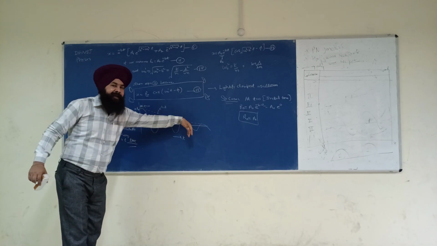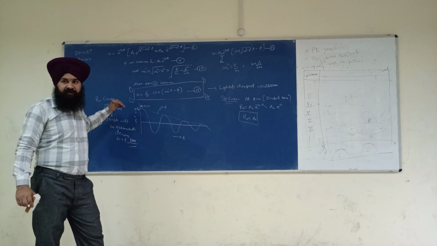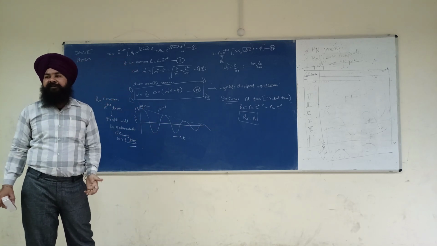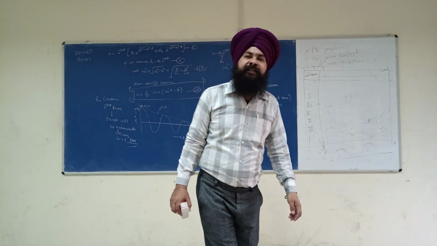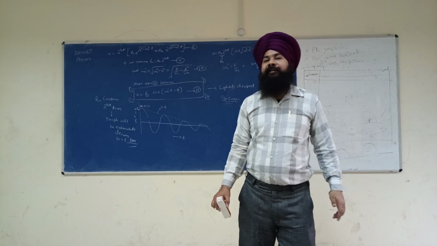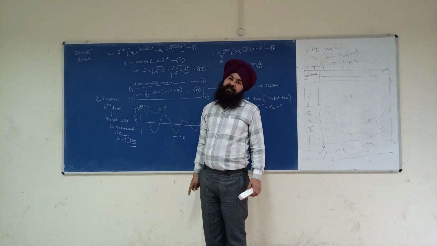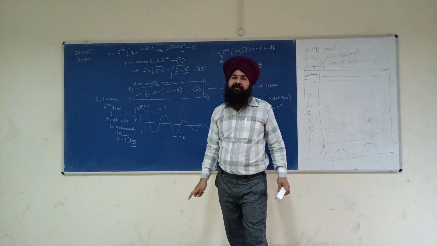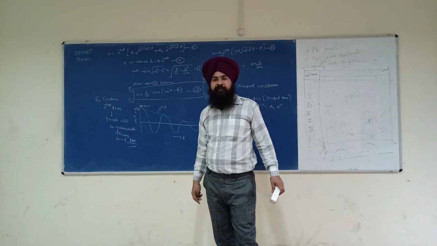With the passage of time, the graph is exponentially decaying, and the amplitude of oscillations will also decay. So the nature of the graph is exponential. If somebody asks what the nature of the graph is, you would say it is exponentially decaying. Why? Because this equation contains the exponential term e raised to the power minus bt. Phi is called phase.